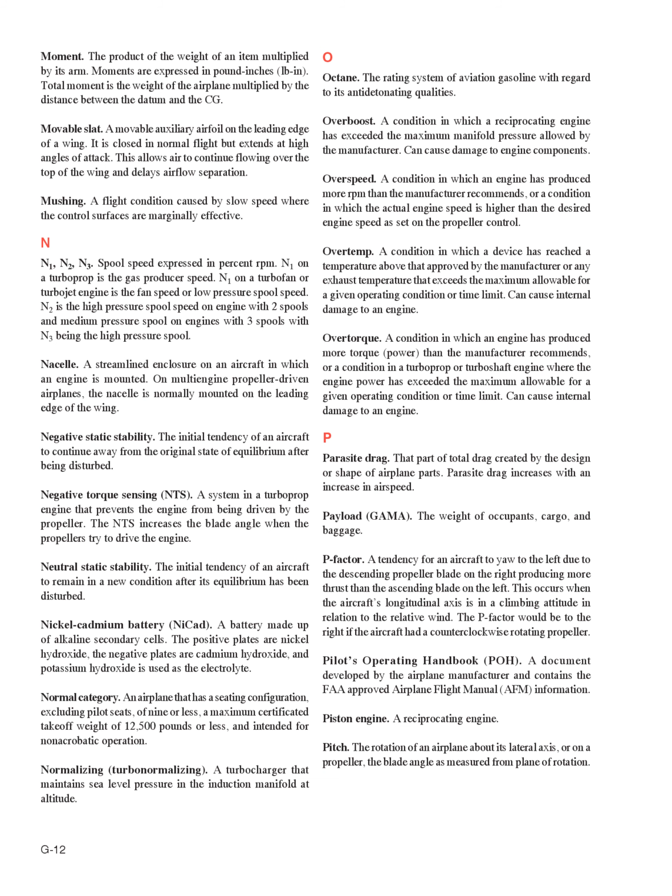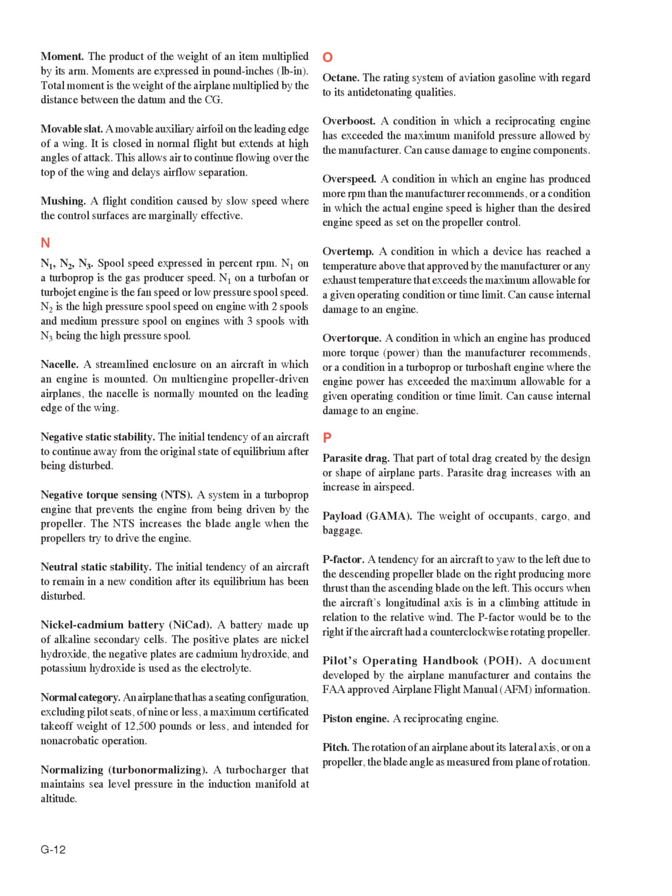Movable slat. A movable auxiliary airfoil on the leading edge of a wing. It is closed in normal flight but extends at high angles of attack. This allows air to continue flowing over the top of the wing and delays airflow separation. Mushing. A flight condition caused by slow speed where the control surfaces are marginally effective.